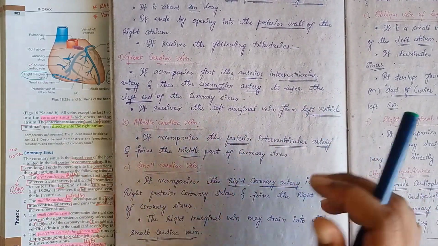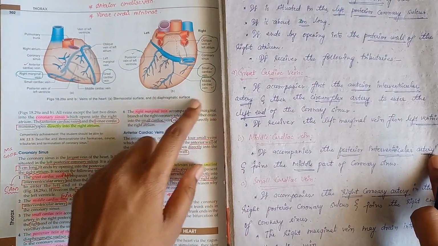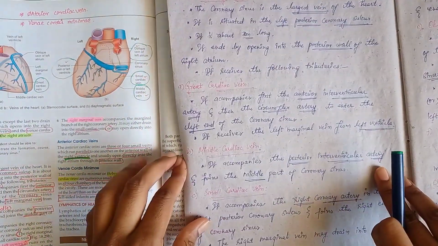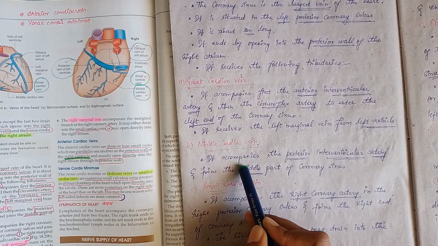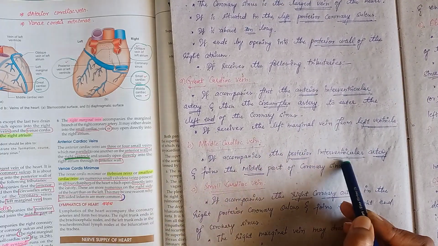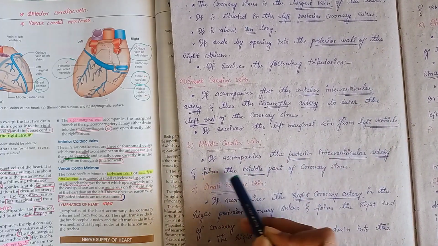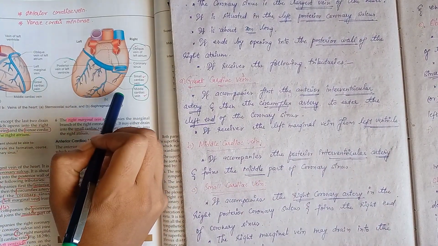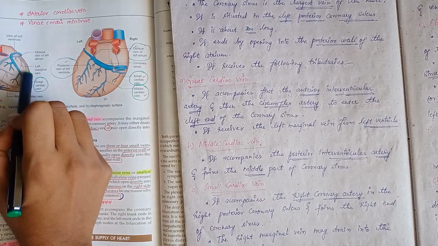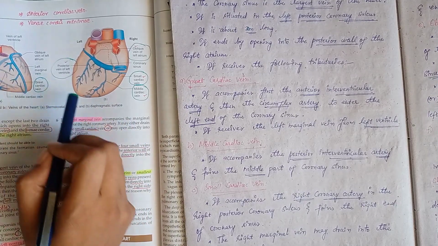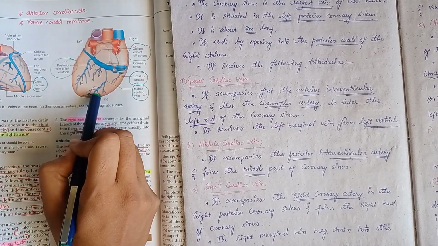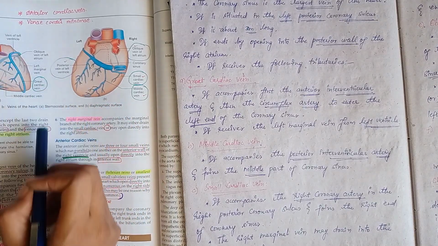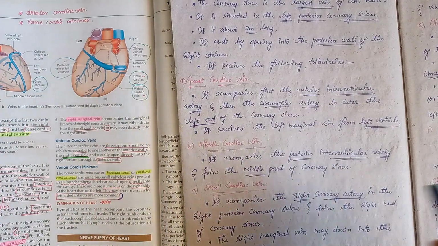Then the middle cardiac vein. Here is the middle cardiac vein. The middle cardiac vein accompanies the posterior interventricular artery and joins the middle part of the coronary sinus. It accompanies the posterior interventricular artery. Here is the anterior interventricular artery, here the posterior interventricular artery, and it joins the middle part of the coronary sinus. Here it joins the left part of the coronary sinus.